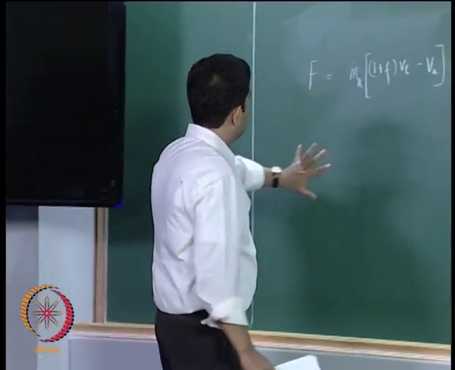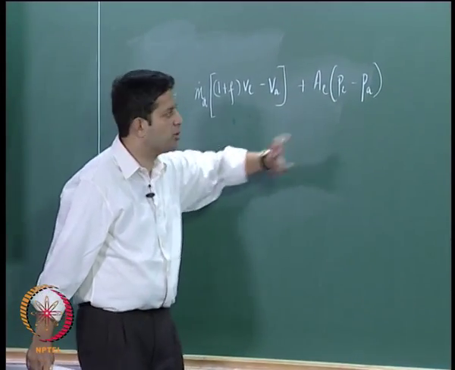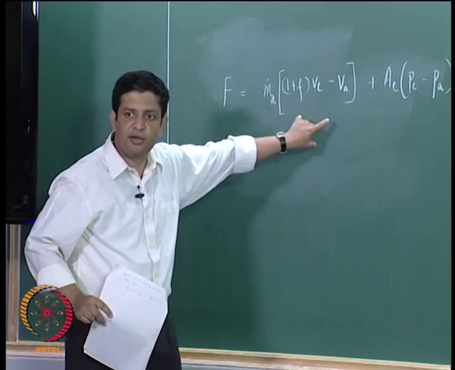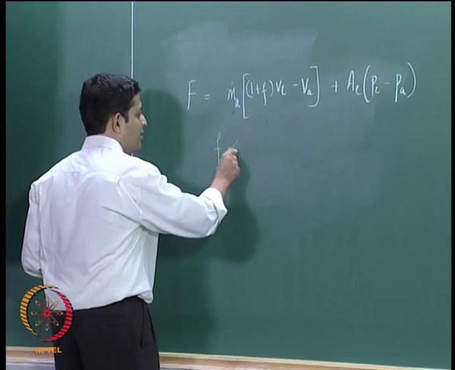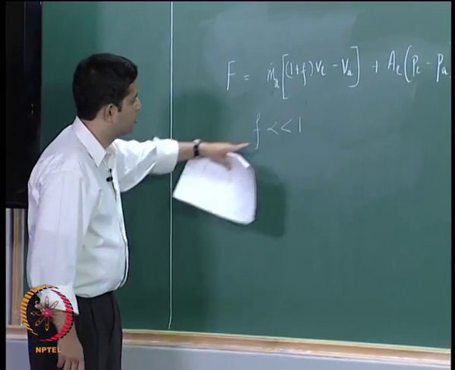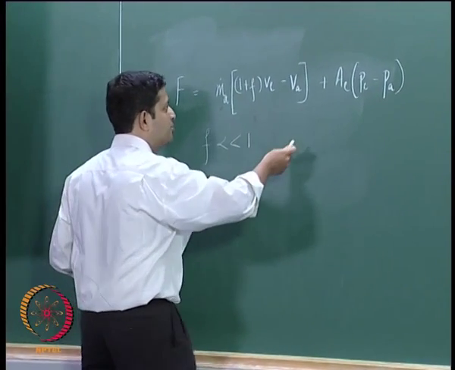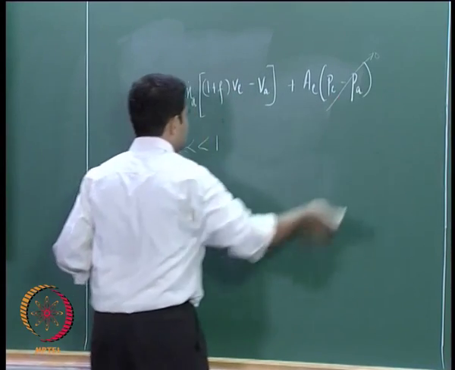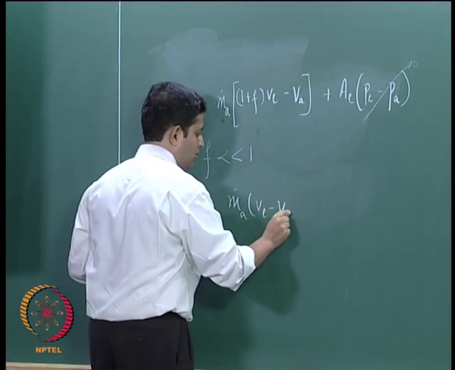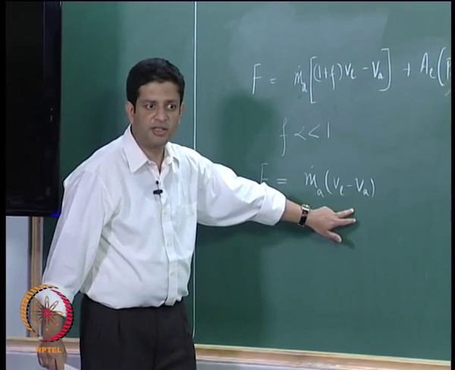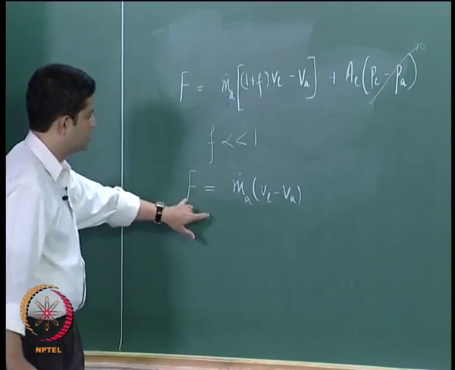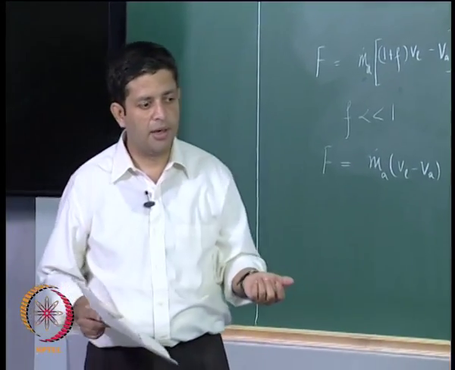Now, as I said, this portion is larger compared to this portion. This portion is a very small quantity. Now, if you look at this portion, you can look at it as mass flow rate into velocity differential. If we assume f to be very small compared to 1, f is typically around 0.3 to 0.1. If you assume this, and if you assume that exit pressure is equal to ambient pressure, then this goes to 0, and you can rewrite your thrust equation as mass flow rate into velocity differential between the flight velocity and the exit velocity of the jet. Fine, this is how thrust is obtained. Now, there are two ways of getting the same thrust here.